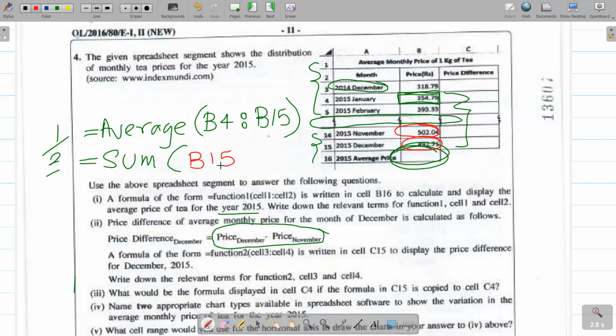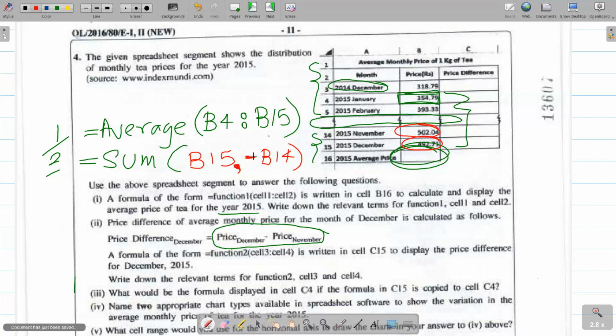B15 comma minus B14. So two cell references are given. B14 reference is given with the minus 1. So it will do the sum. And what will happen is it will add B15 and the minus value of B14. So it will give you the difference. So the answer should be like that.